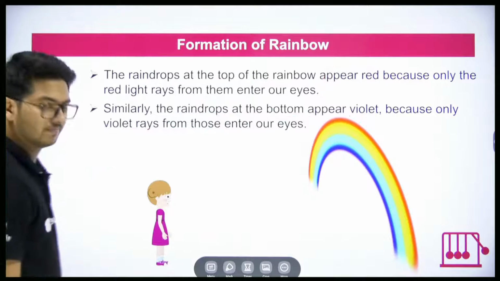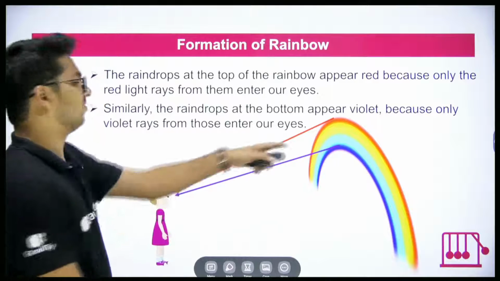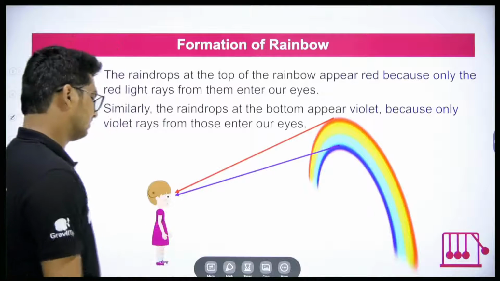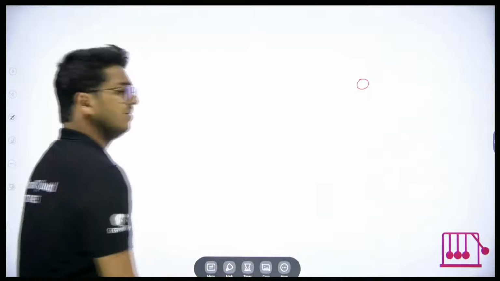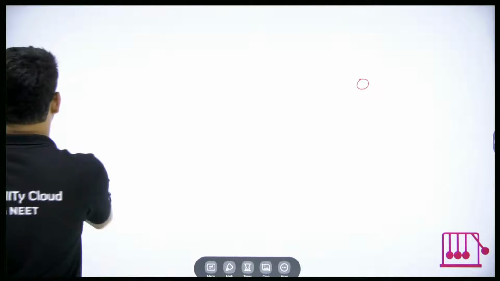Good. I'll show you another interesting thing here. See here, red color and violet color. At the red end we get red color, at the violet end we get violet color. Simple. Now you may be thinking, sir, from one raindrop also we get both the colors. Yes, but that raindrop will be very far away.